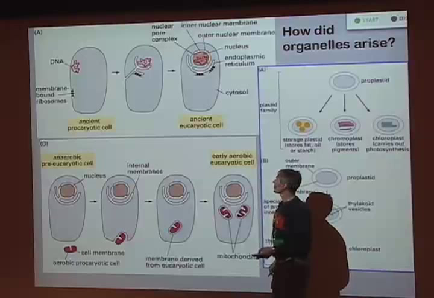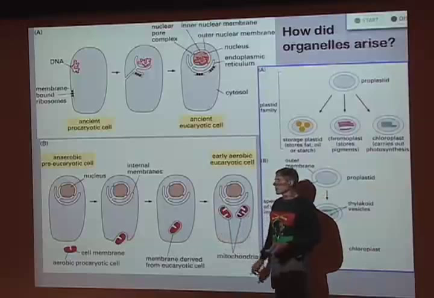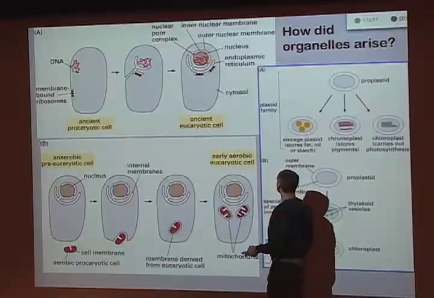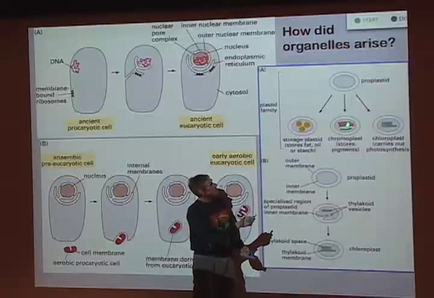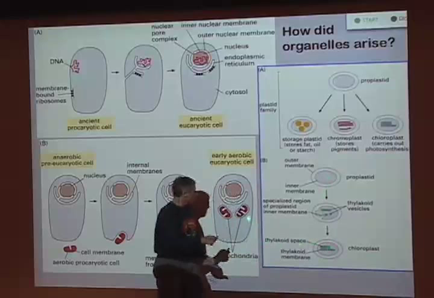Similarly, mitochondria and chloroplasts and other plastids were thought to arise by internalizing an ancient bacteria. Plastids have internal membranes, and so when they were internalized by cells, they actually have three membranes instead of just two, like mitochondria.